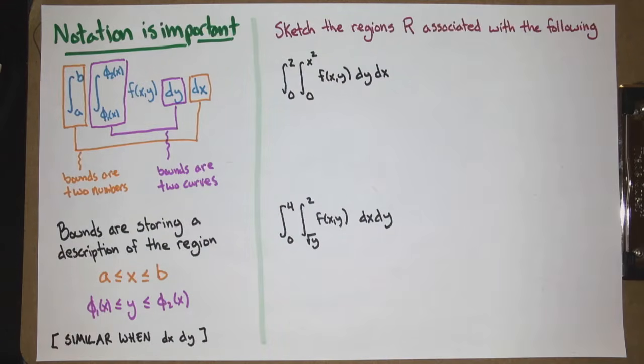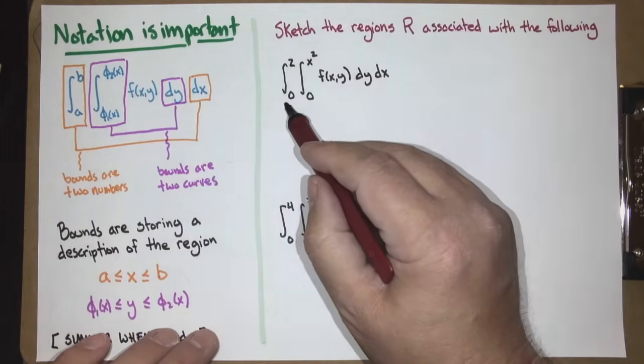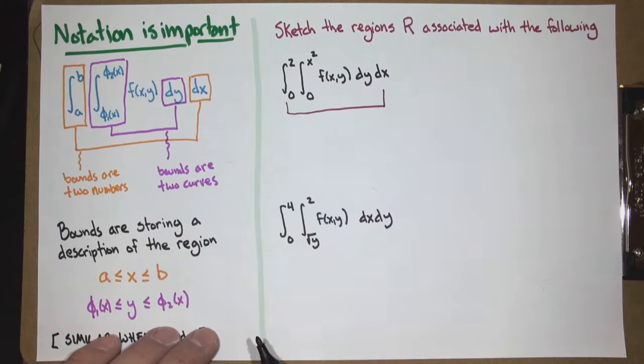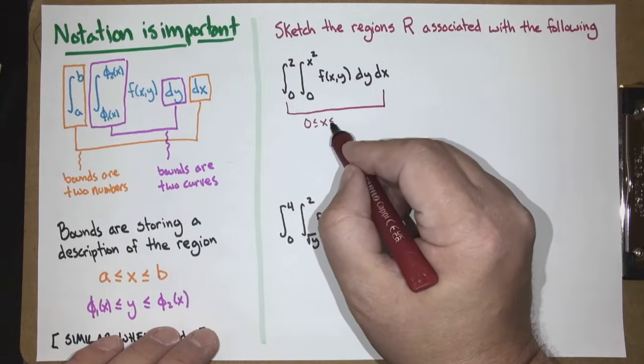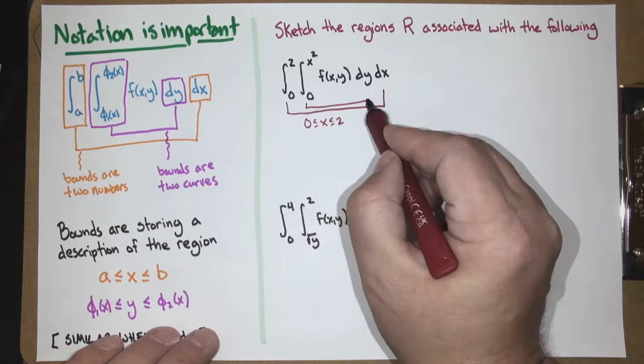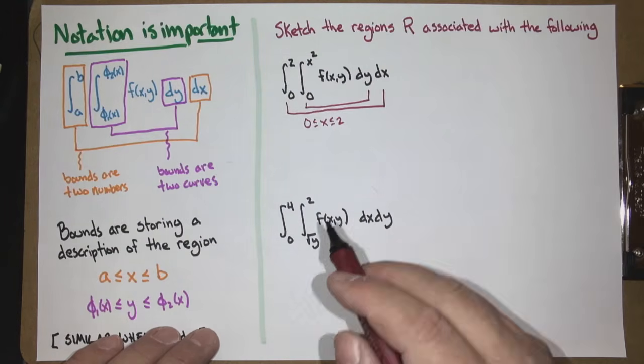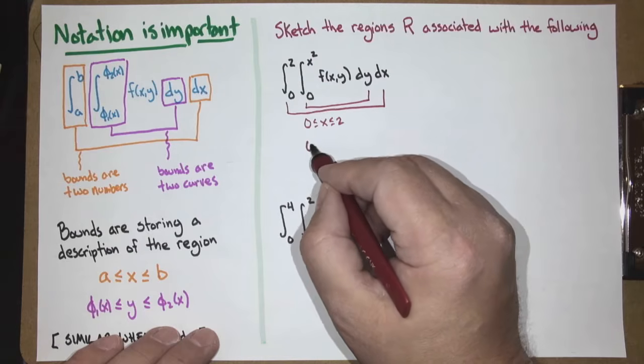All right, so here we have two integrals, two different integrals. And so let's see if we can sketch the regions that are associated with these integrals. So we're not worried about the function. We're not carrying out the integral. We're just trying to understand the region. So let's start with the first one. So first thing, let's start with the description. Where is x going from? 0 to 2. Where is y going from? 0 up to x squared.